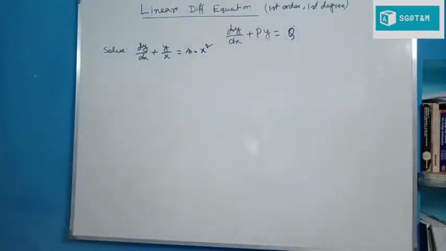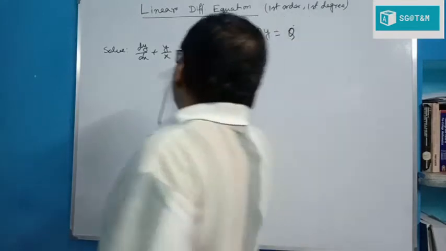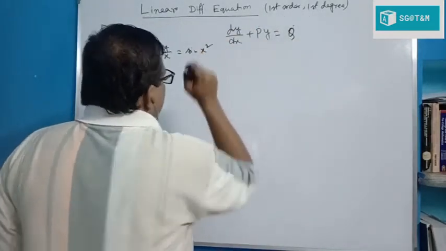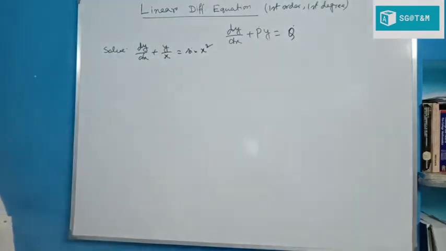Solve dy/dx plus y by x is equal to sine of x square. Sine of x square, not sine square x. Sine of x square. So how do we solve this? First it is in the form where p is equal to 1 by x, q is equal to sine of x square, p and q both functions of x only. So no problem at all.